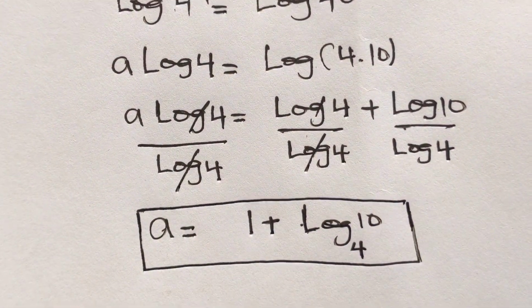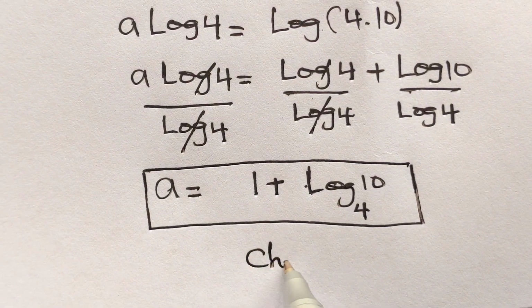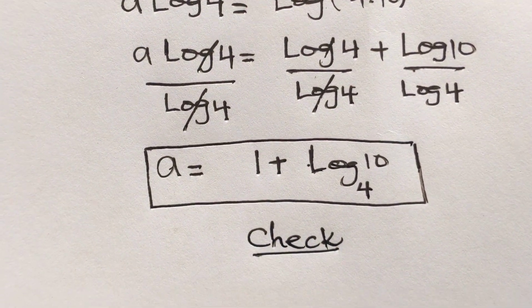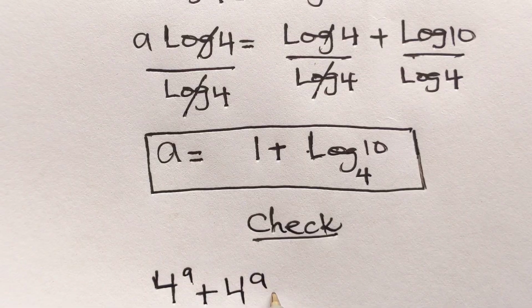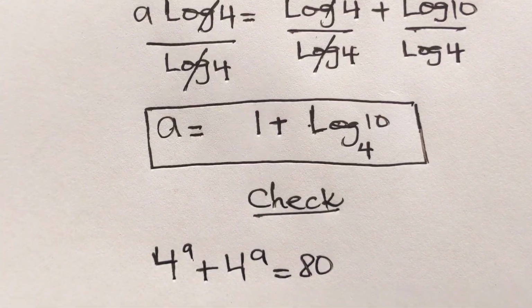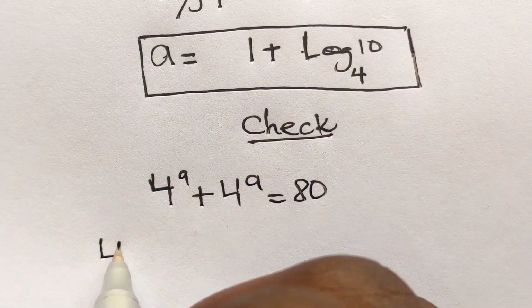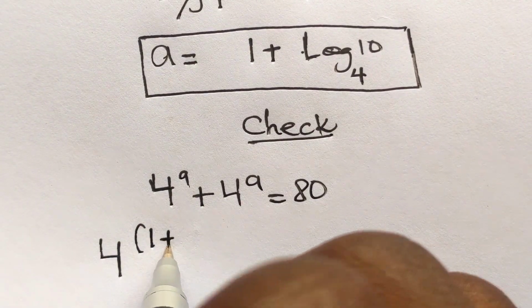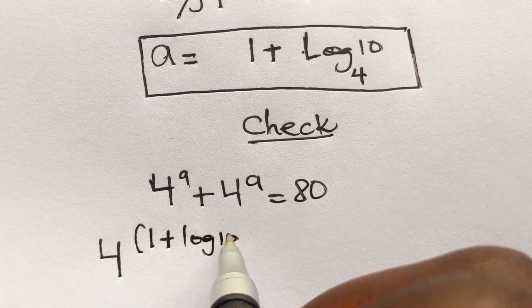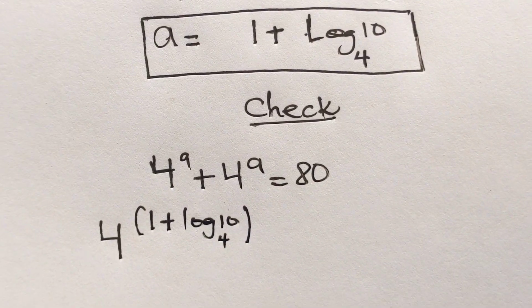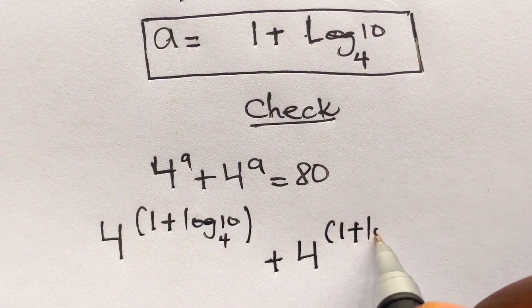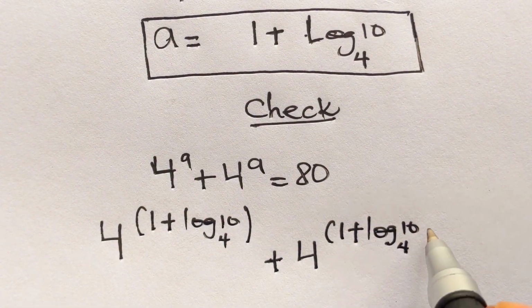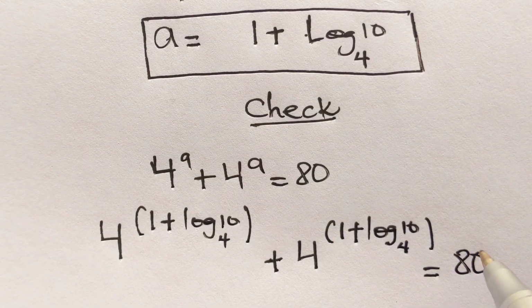And as we have seen nicely, we always have to check if the answer we have got is correct, by first copying 4 power a plus 4 power a, which equals 80. We shall say that here we have 4 power 1 plus logarithm of 10 to the base 4 plus 4 power 1 plus logarithm of 10 to the base 4, which is equal to 80.